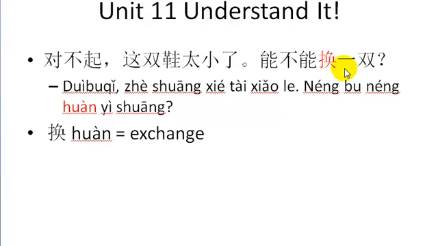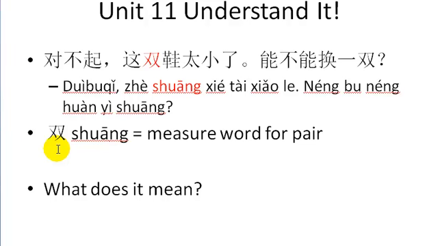能不能换一双? Okay, so we have this word 换, and here's how it's written. Here's the pinyin for it, 换. And 换 means to exchange. Okay, and you remember 双 was the measure word for something. Actually, it's a measure word for something that you'll learn in the next slide. So let's go take a look at that right now. Okay, 双 is a measure word for pair, a pair of something.